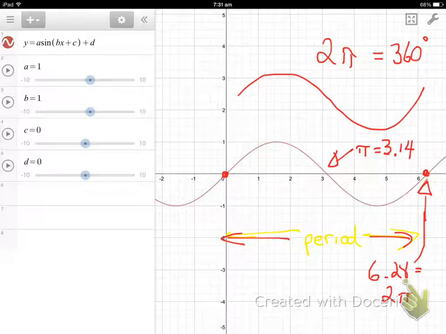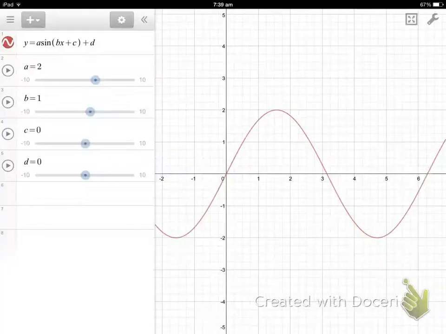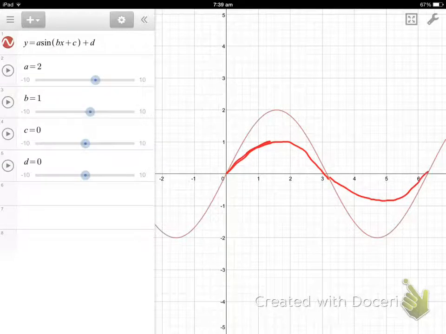Next thing I want you to do is go to your Desmos, and then start moving the sliders as I'm about to show you. Now, if you move the slider A to the value of 2, you will notice that it went from the value of 1, and it's now gone to the value of 2. So it has increased.